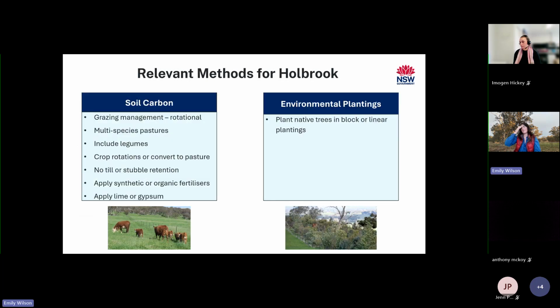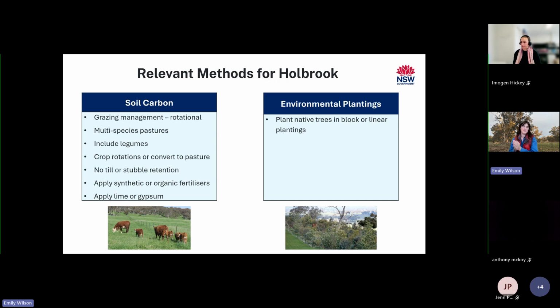So relevant methods for the Holbrook region and for sort of Murray in general: we have environmental plantings and we have our soil carbon projects. So as Kylie touched on, each sort of project type has its own methodology, and the method will contain the information and rules around how that project has to run and what activities have to happen as part of it. And so, to register a carbon project or to be eligible for a carbon project, you have to have a change in management.